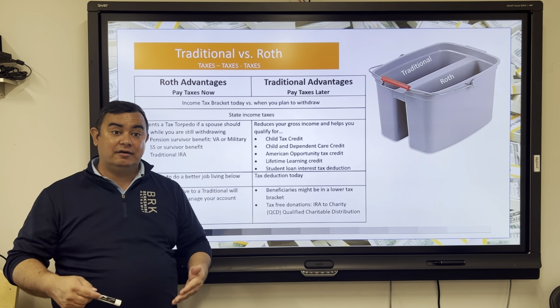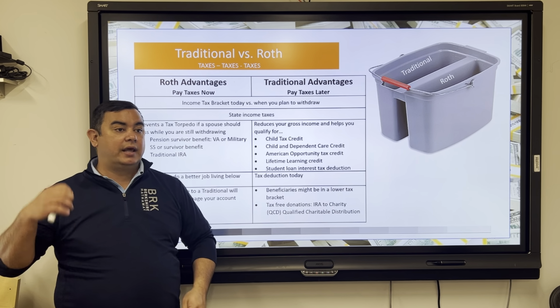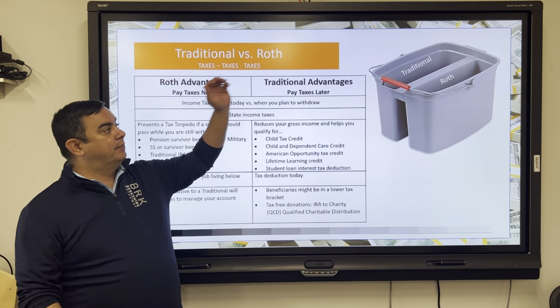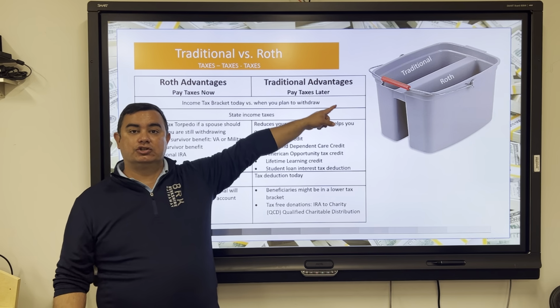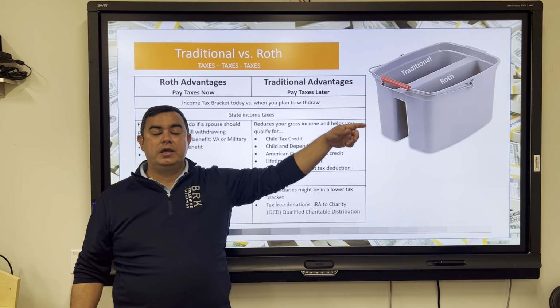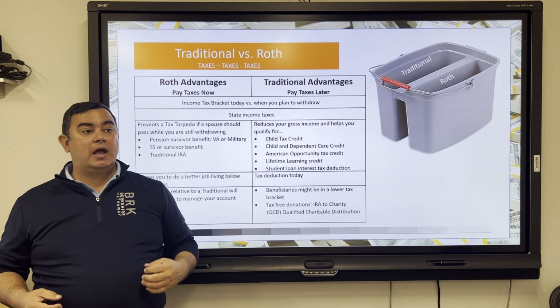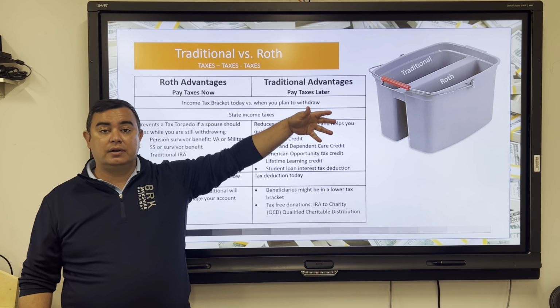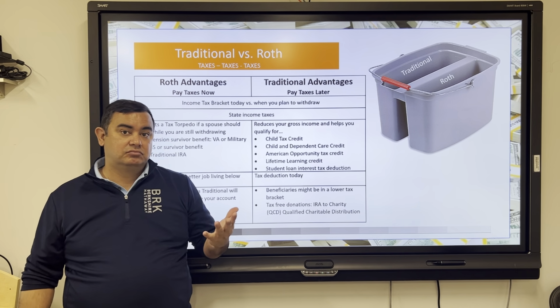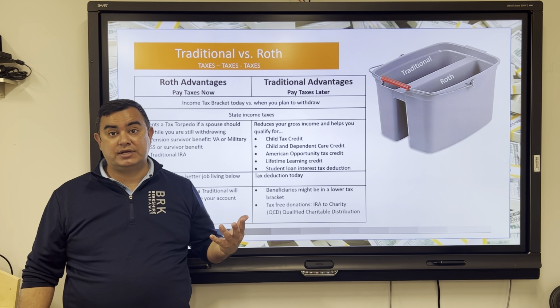Let's say I live and work in the state of Nevada and I dump a ton of money into my TSP, but this time I dump it in the traditional side of the bucket. In the same situation, right now in Nevada, if I dump my money in the traditional side of the bucket, I'll get a nice tax deduction, right? Because I'm not paying the income taxes on it.